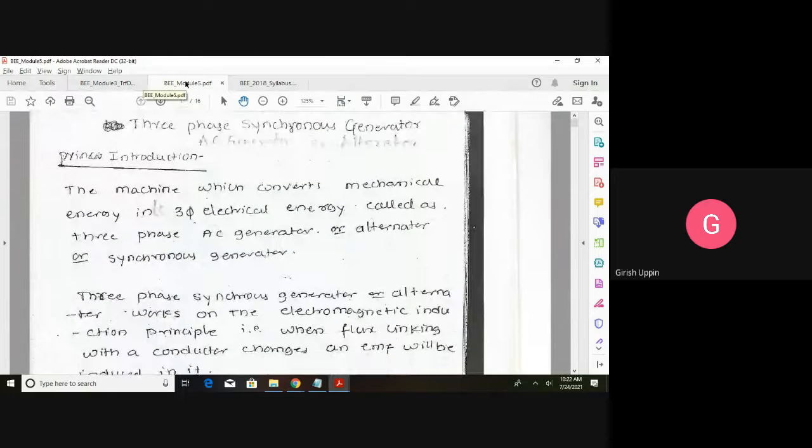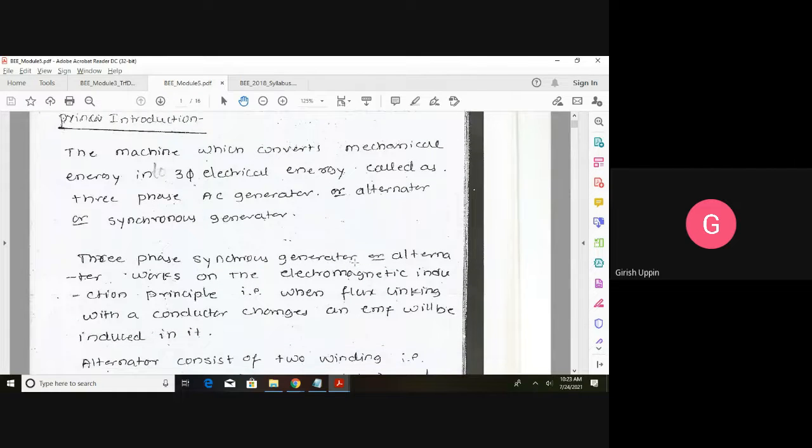So first is the three-phase synchronous generator, also called AC generator or alternator. This is the machine which converts mechanical energy into three-phase electrical energy. They can use any kind of name, AC generator, alternator, or synchronous generator. Most frequently they use the name alternator.